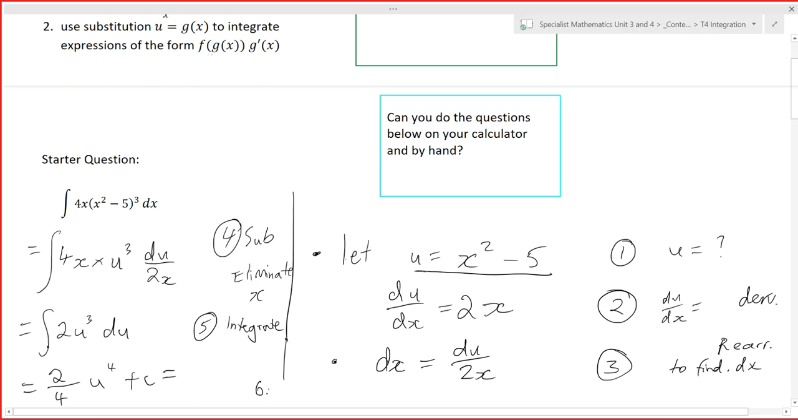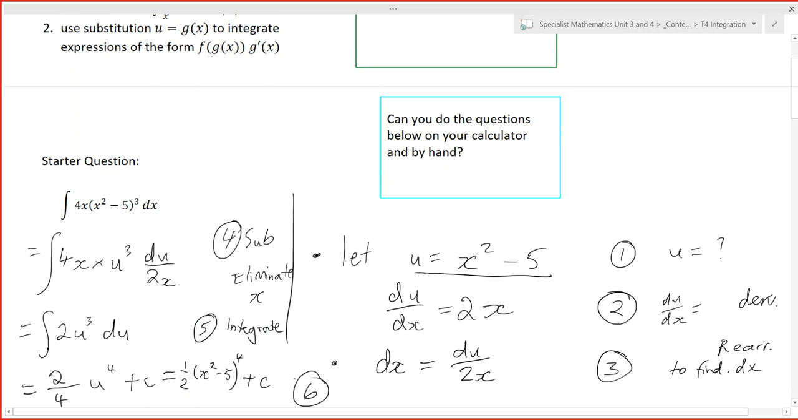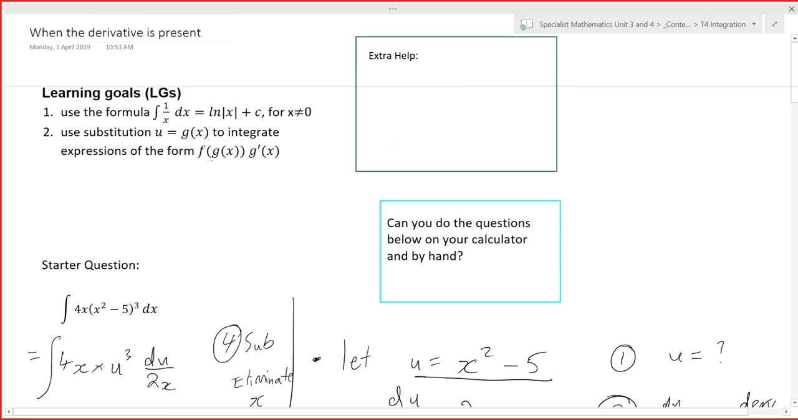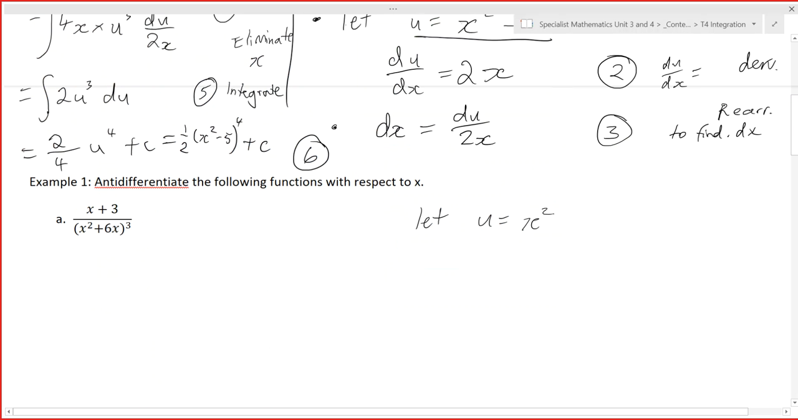Step 6, sub back in, so sub in what u is equal to. Pretty much the 6 steps we're following today. Equal to something. We let the thing inside the power equal to u. We find the derivative.